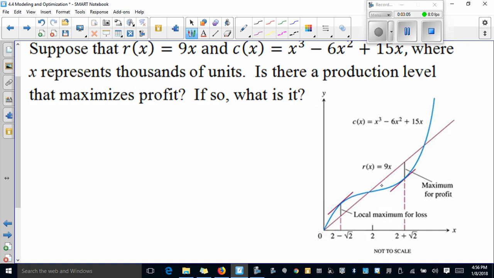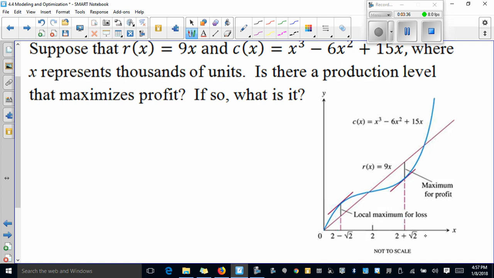Now the question is, is there a production level that maximizes profit? If so, what is it? Well, it's at this point right here, 2 plus square root of 2, which is approximately, and you can throw this in the calculator, approximately 3.414. Now I'm going to throw it in the calculator just to double check my numbers. I don't want to be silly me. Yep, 3.414. I had already put it in the calculator.